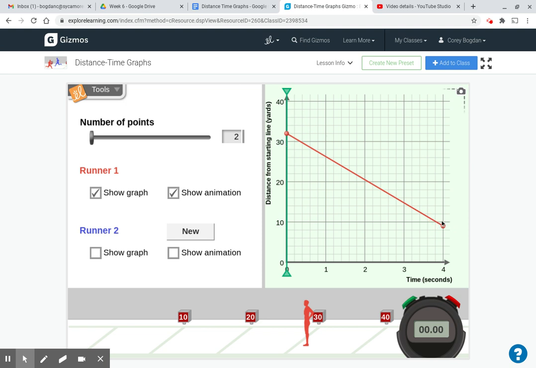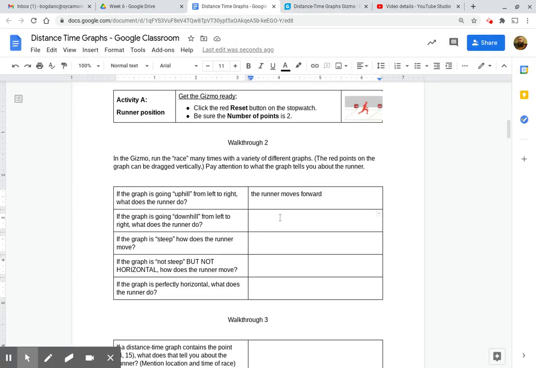So in a downhill line, just to make a prediction, my runner's starting at the 32-yard line, and the runner is going to end at about the 9-yard line. And that means when I click play on a downhill line, the runner is actually going to go back to the starting point. The runner is running backwards in this race. All right. So when we answer this question, if the graph is going downhill, what does the runner do? Well, the runner's going backwards. It's going back to the starting line.